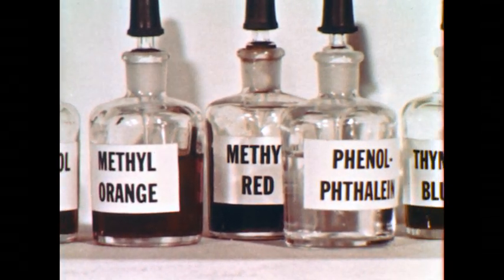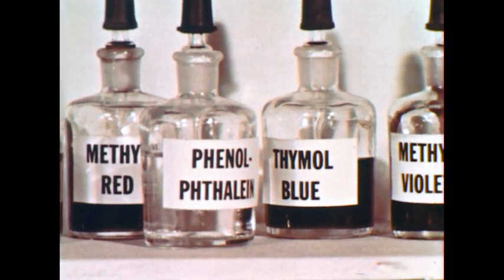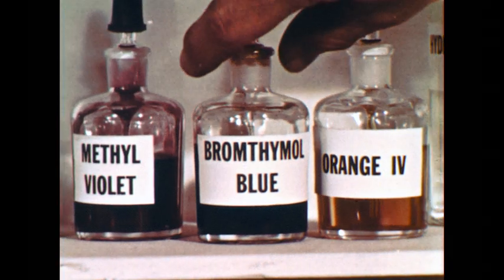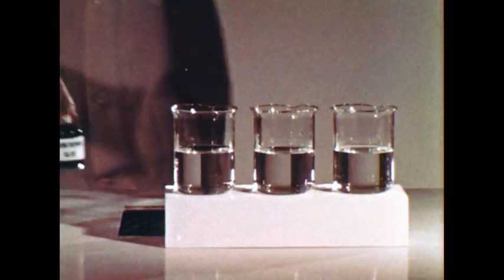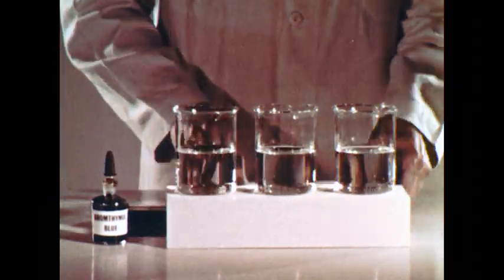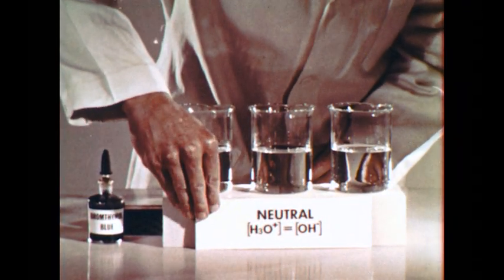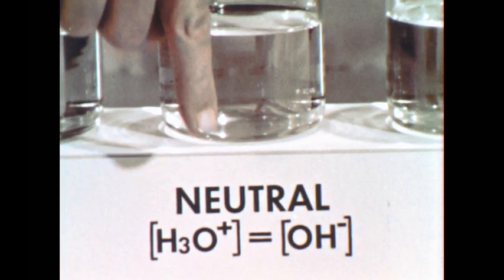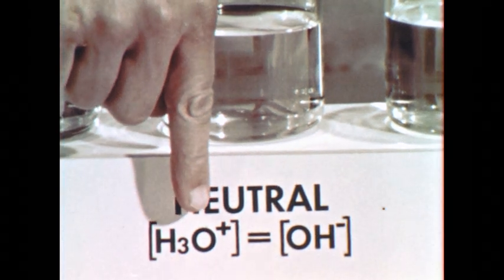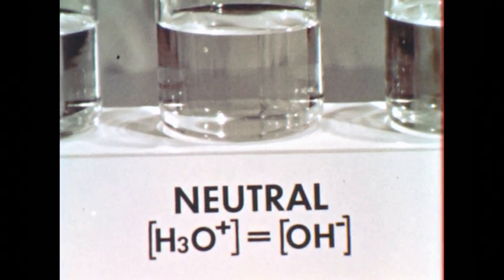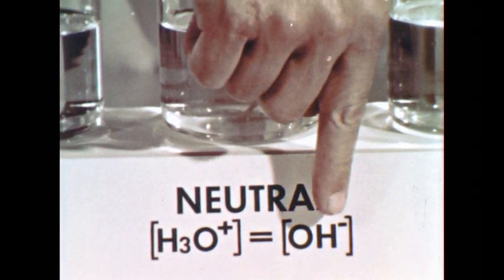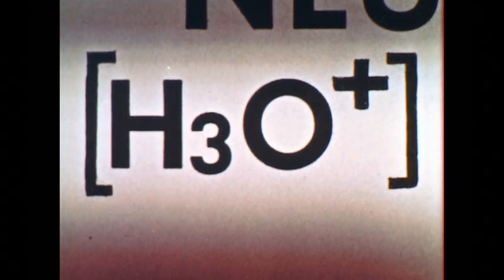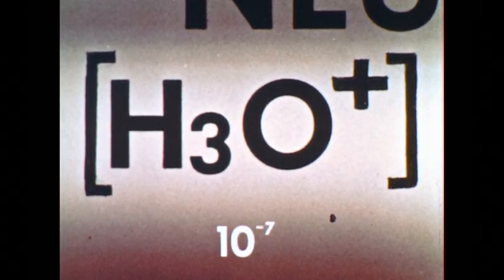Let's investigate the acidity and color changes in some common acid-base indicators, beginning with bromothymol blue. Here are 3 beakers containing pure distilled water. Pure water is said to be neutral. In a neutral solution, the concentration of aqueous hydrogen ions equals the concentration of hydroxide ions. The symbol H3O+ represents aqueous hydrogen ions, also called hydronium ions. Their concentration is 10 to the minus 7th molar at room temperature.